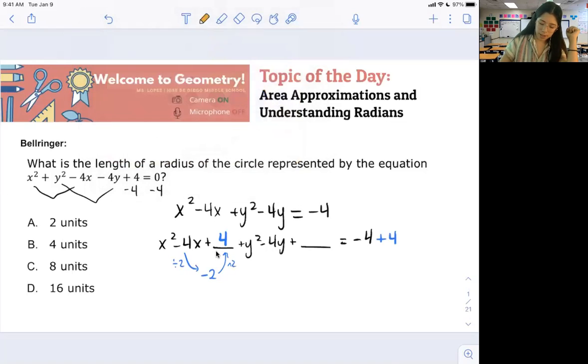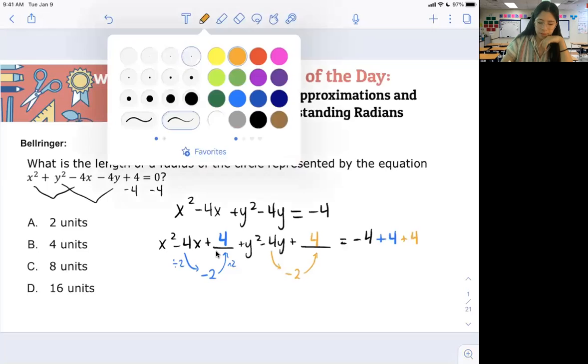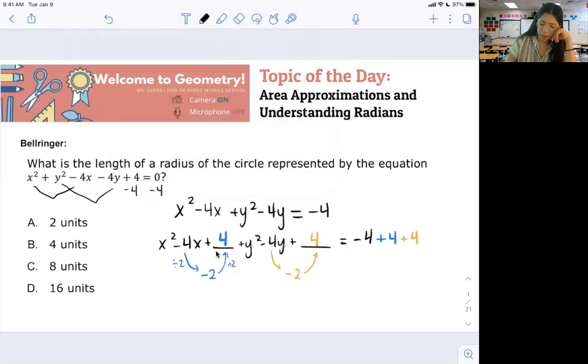Okay, same thing here. What's going to go in my other blank spot? Also 4. Same thing, divide this by 2, you get -2, square it, you get +4, and we do it on the other side as well. So now I've got this situation. What do I do next?